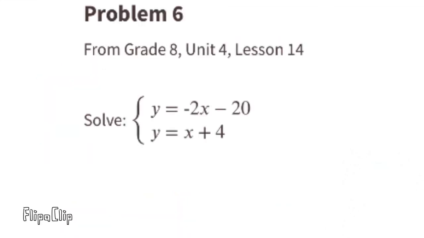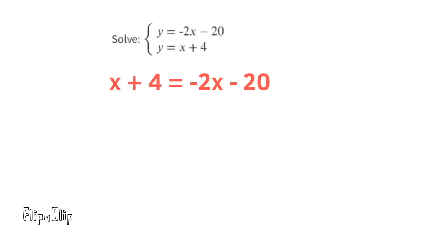Problem number 6 from 8th grade, Unit 4, Lesson 14. Solve. We can rewrite this as a system of equations where x plus 4 equals -2x minus 20. Add 2x to both sides of the equal sign.